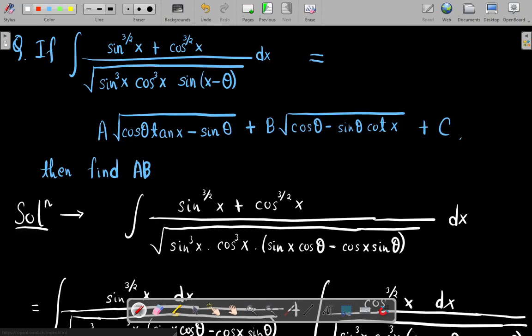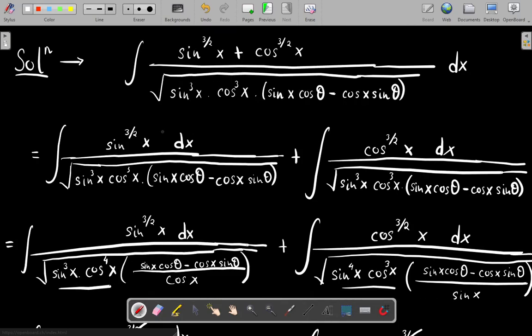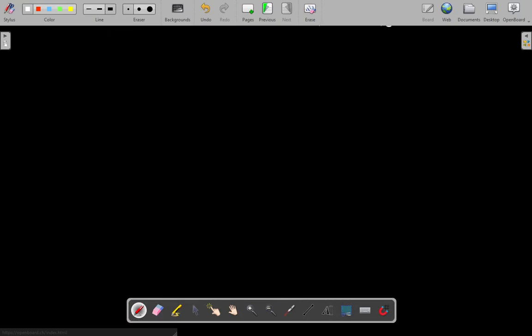Is sin theta given before? Yes, sin theta cot x. Okay, so this becomes sin theta cot x dx. Okay, so we have simplified it a lot after doing a bit of algebraic manipulation.